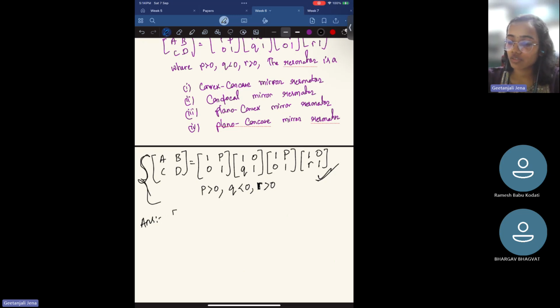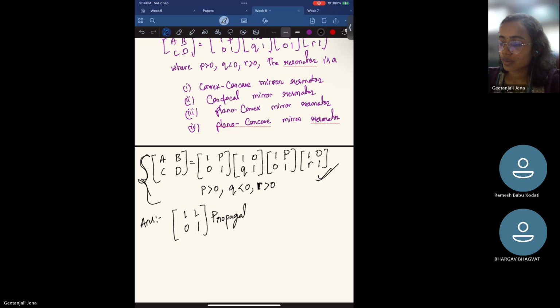So we have seen for propagation, we write 1 L 0 1, right? L is the separation between the mirrors of the resonator. This is the propagation RTM. So please remember all these small things so that you can easily solve the problem. And for reflection from a spherical mirror, we have 1, 0, minus 2 by R, 1. This is for reflection from a spherical mirror.